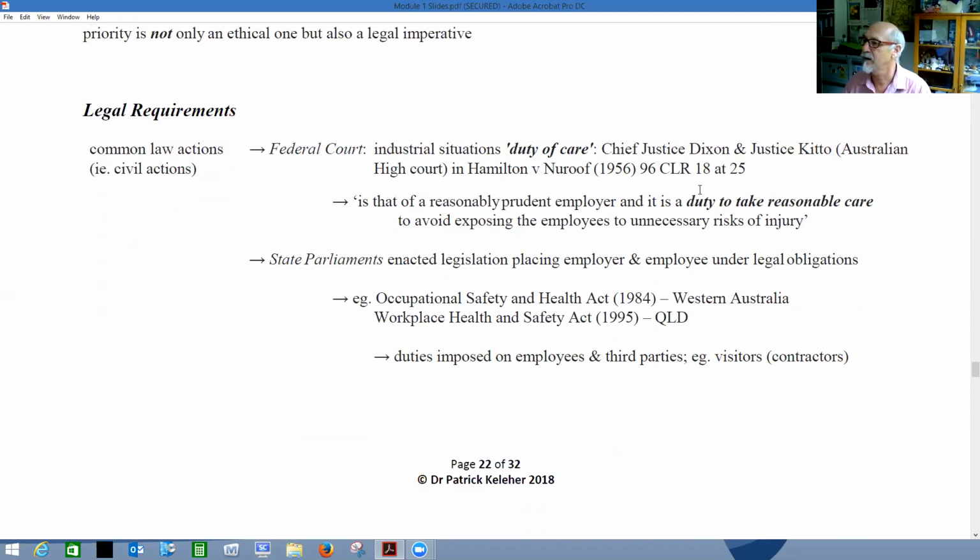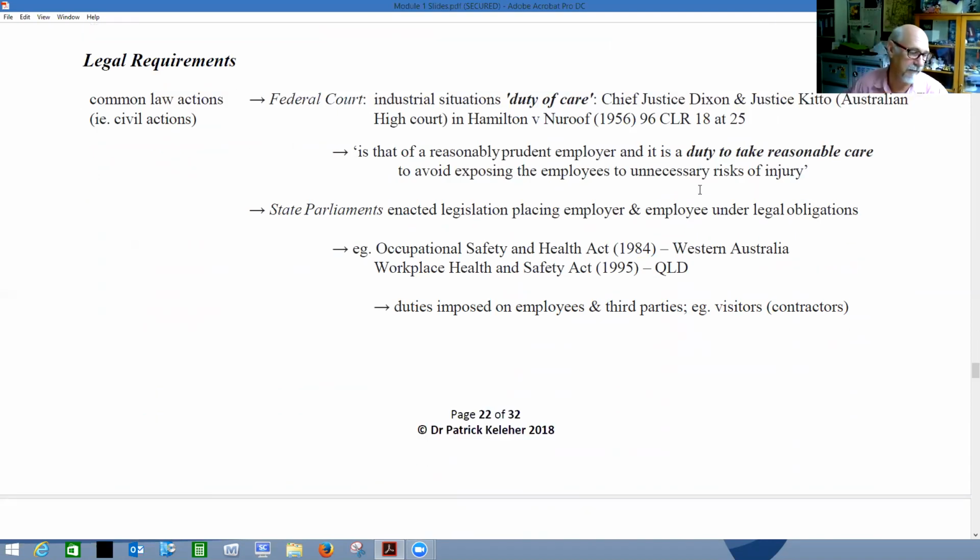Legal requirements. Well, you'll see celebrated cases running through the media at different times where people have sadly been injured by workplace accidents. So, over the years, this has now been enshrined in law. In the federal court, the duty of care was defined under this act in 1956. And in a general sense, the key facet of it is that the duty of care is that of a reasonably prudent employer, and it is a duty to take reasonable care to avoid exposing the employees to unnecessary risks of injury. Okay, that's at the federal level.